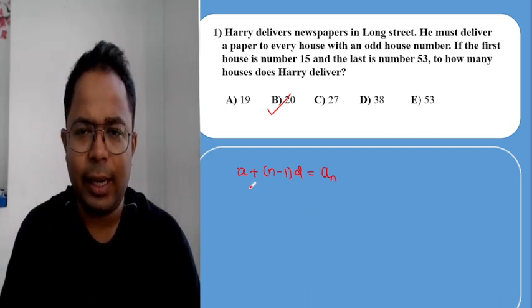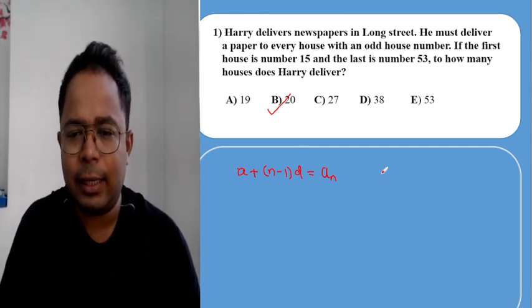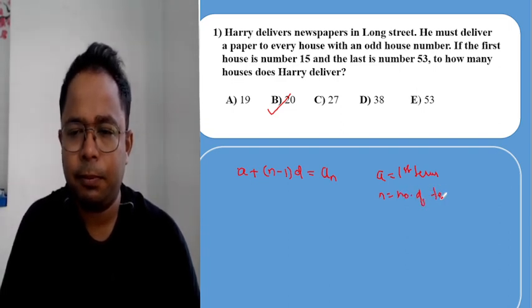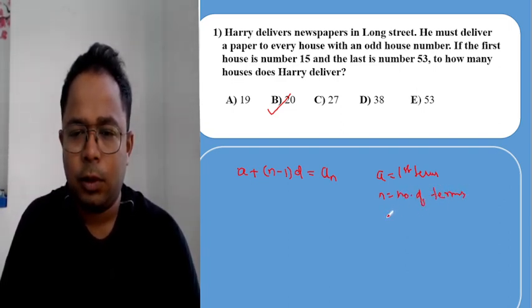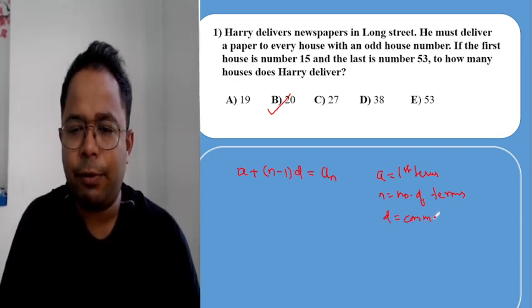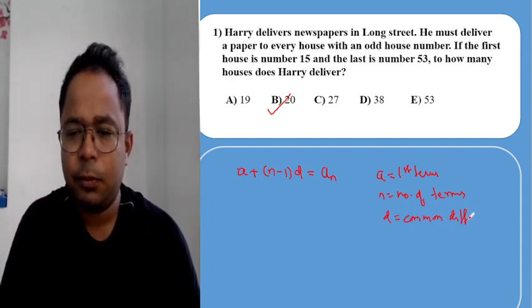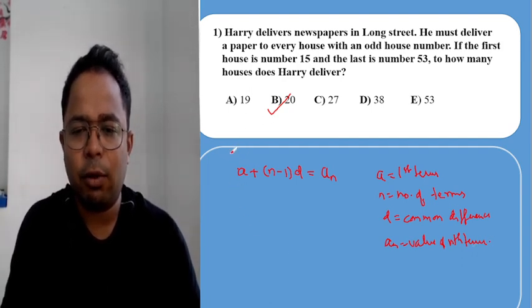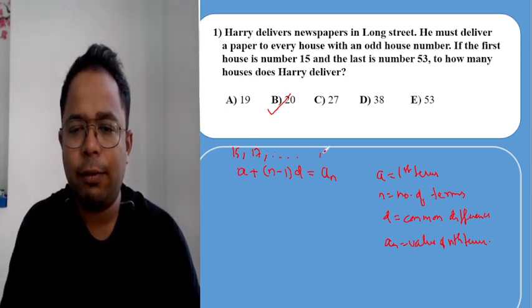As I said, a is the first term, n is the number of terms, d is the common difference between two consecutive terms, and an is the value of the nth term. The series here goes like this: the first one is 15, then 17, and so on till 53.